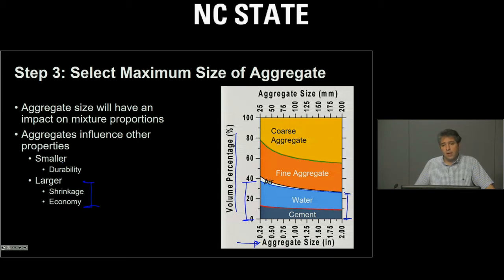The reason for that is that the main phase that shrinks inside the concrete is the cement paste, and we want to reduce the amount of shrinkage inside the concrete. We want to reduce the amount of paste, and one way to do that is to increase the aggregate size, which will translate into increasing the volume percentage of aggregate.